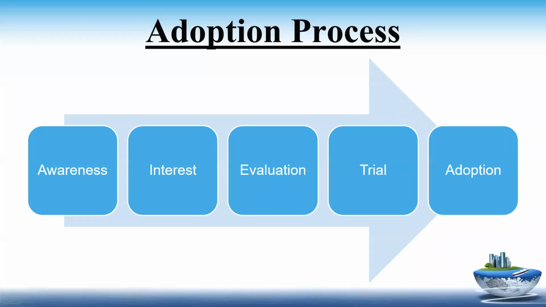So this is the adoption process. If we see, what happens: first awareness, then interest, evaluation, trial, and adoption. We can see the acronym, AIETA, that is awareness, interest, evaluation, trial, and adoption. This is the process. I will be explaining them one by one.